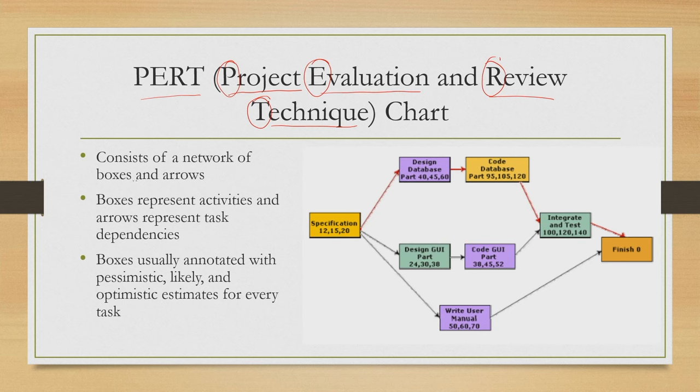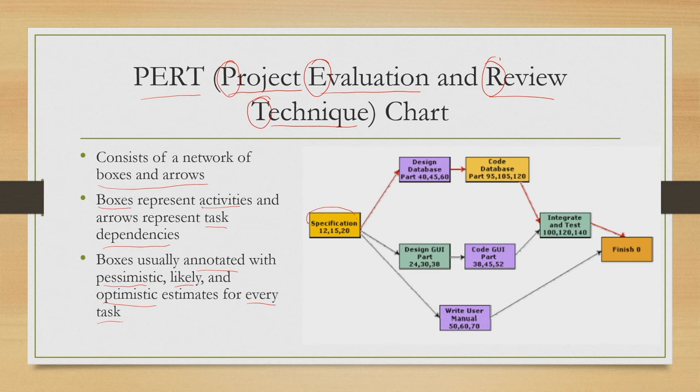Now, it consists of a network of boxes and arrows, somewhat similar to the activity network, but with some additional information. So, the boxes represent activities and the arrows represent task dependencies we have seen earlier. Now, boxes are usually annotated with pessimistic, likely and optimistic estimates. So, there are three estimates now instead of one, which was there in the activity network. So, these three estimates stand for pessimistic estimate, likely estimate and optimistic estimate for every task.